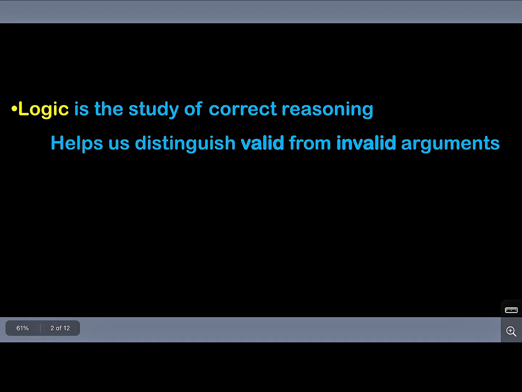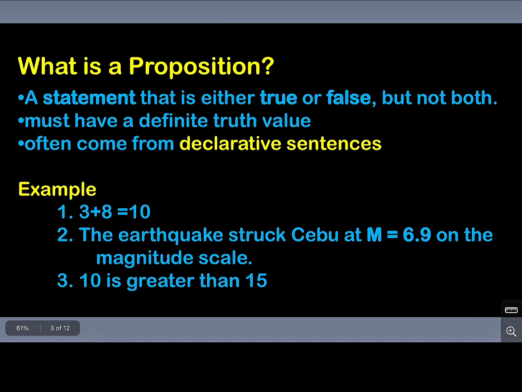Let's start by defining what logic is. Logic is the study of correct reasoning. In math, it helps us distinguish valid from invalid arguments. Here we will not only tackle numbers, but also the correct inferencing about logic. When we say logic, it has a truth value, or the argument can be answerable by true or false.